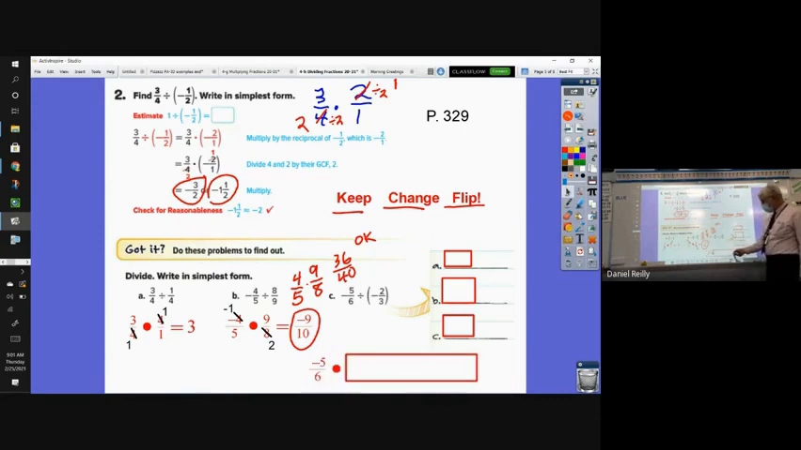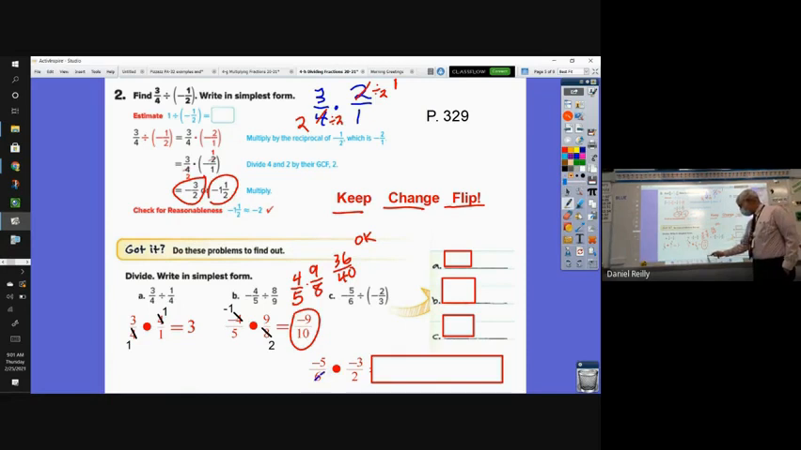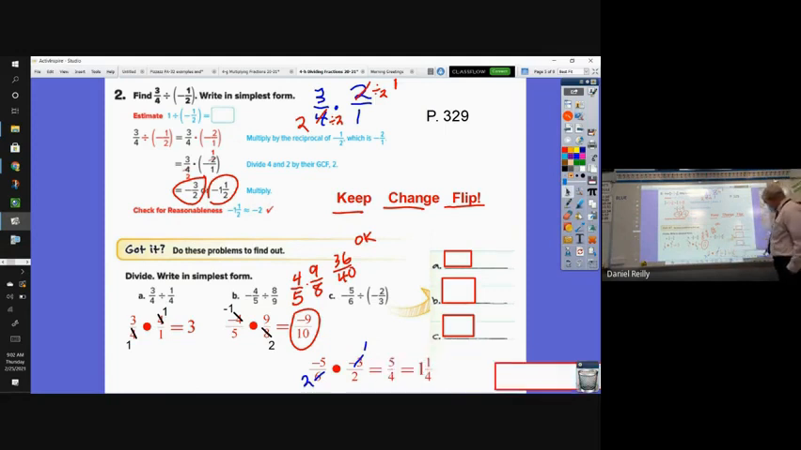1 1/4. -5/6 times -3 over 2. Keep, change, flip. Cross reduce if you are so inclined. Cross reduce. That's a 2. That's a 1. And I get 5/4. Negative times negative is positive. And 5/4 changes to a mixed number, 1 1/4.